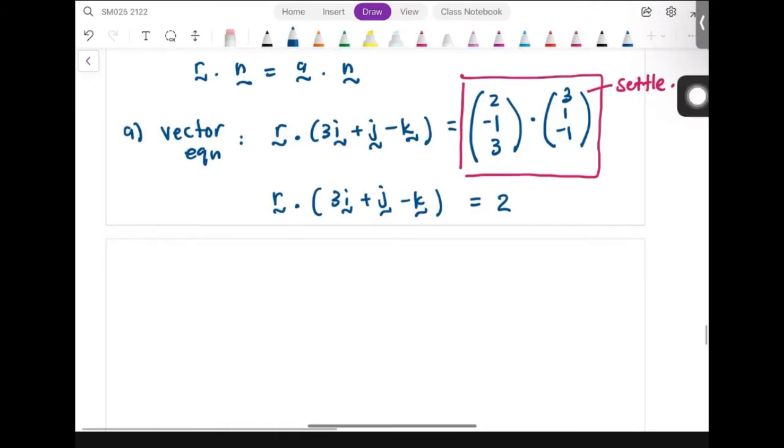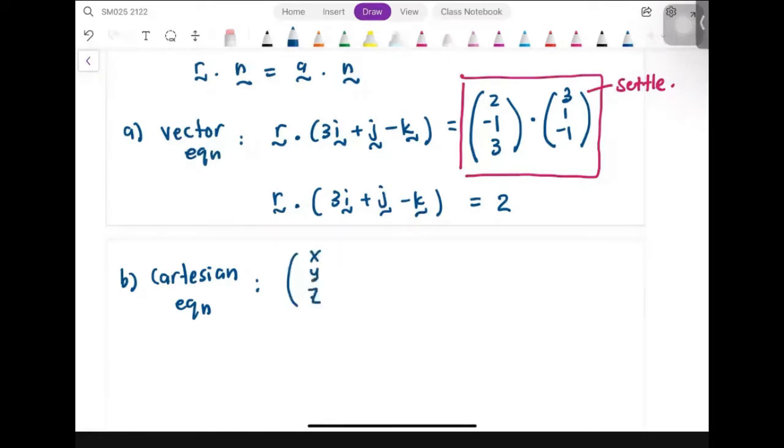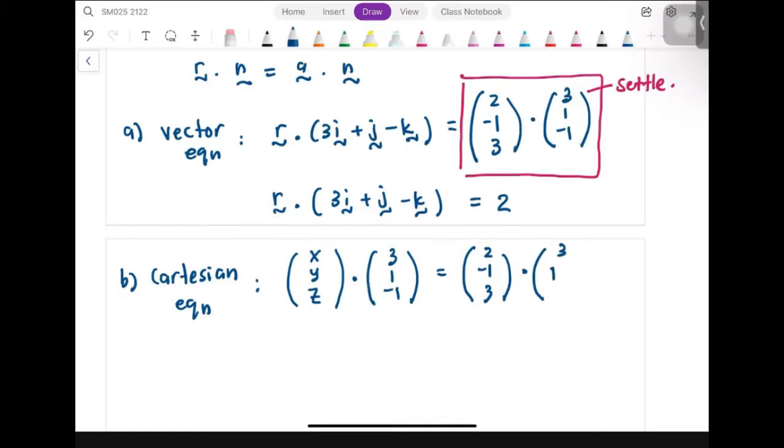Moving on, next one for Cartesian equation. So, for Cartesian equation, r, you have to change as x, y, z. Saya tukar. And then normal vector, kita copy je tadi kan. 3, 1, negative 1 equal to A, our point A, dot N, vector N lah. 2, negative 1, 3 dot 3, 1, negative 1.